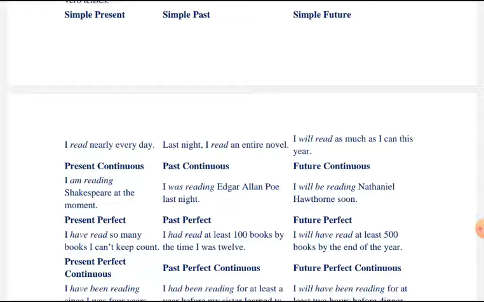Okay, in present perfect, I have read so many books, I can't keep count. I have read. Then past perfect: I had read at least 100 books by the time I was 12.